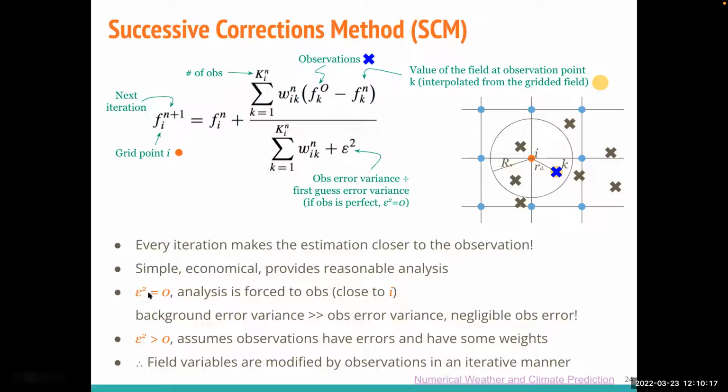If you use this one, then you have to control this, because you need to force your analysis closer to the observation. And so there are different choices you can make when you do data assimilation.